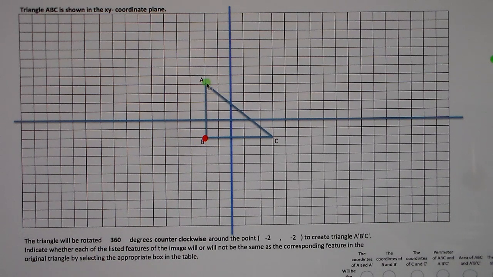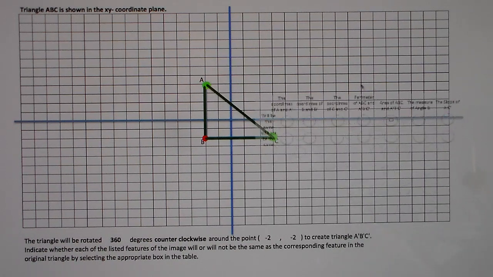So when you rotate something 360 degrees, it rotates on itself. So we go 360 degrees counterclockwise. A lands on A prime. C lands on C prime. And B lands on B prime, right on itself. Connect them up, you got a triangle, you see that's all right on itself.